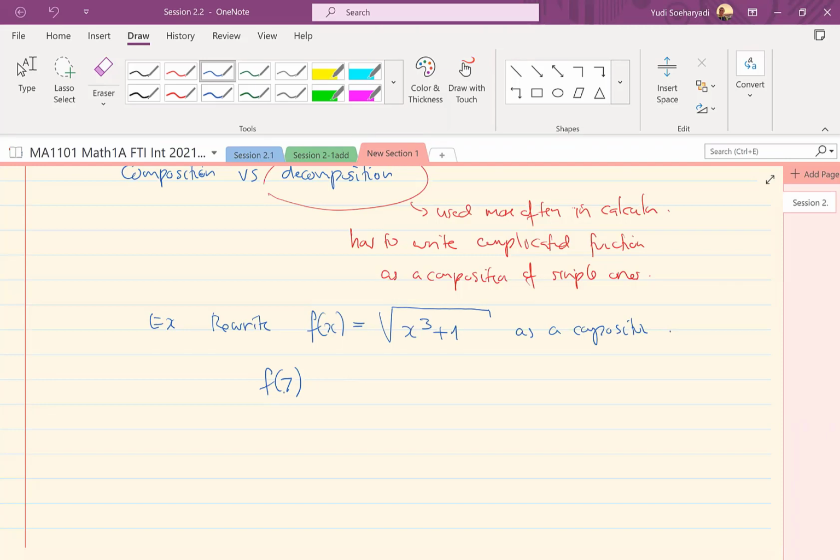So pick your calculator, pick your smartphone, open the calculator app, and compute that one. So what would you do? Compute what first? 7 times 7 times 7, right? So 7 cubed. Then what? Add 1. And then? Take the square root. Right? So this is the order of what you do.